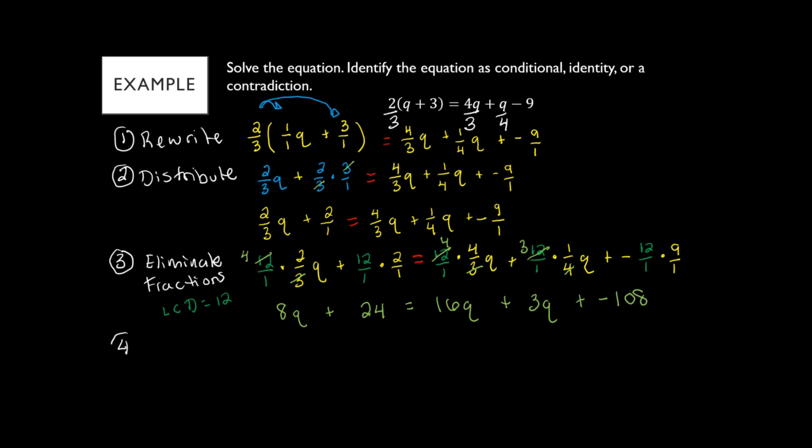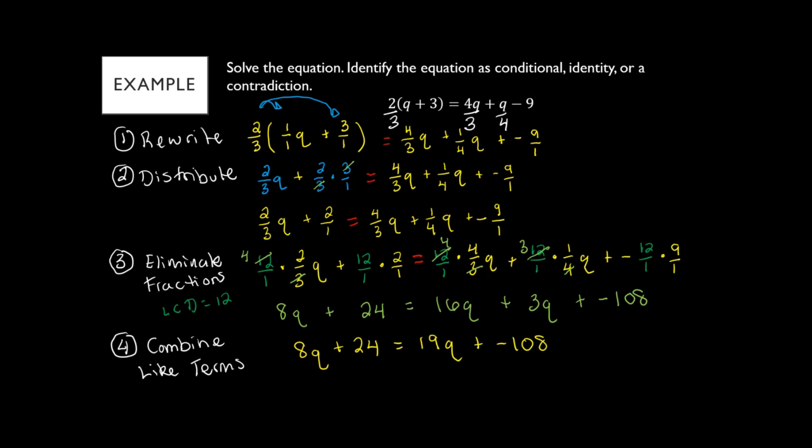So step 4, now that I've gotten rid of fractions, we want to combine like terms. Because I do have some things on the right that I can add together. I've got the 16q and the 3q that I can add together. So I've got 8q plus 24, and then 16 plus 3 is 19. So we have 19q plus negative 108.